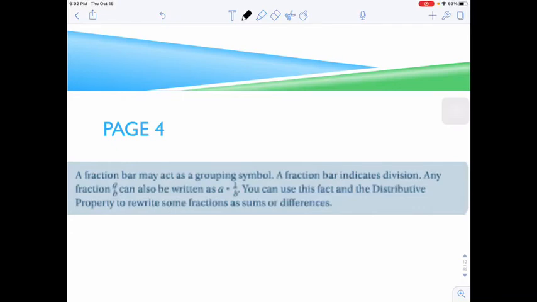Section 1.1, Example 2 on page 4: a fraction bar may act as a grouping symbol. A fraction bar indicates division. Any fraction a over b can also be written as a times 1 over b. You can use this fact and the distributive property to rewrite some fractions as sums or differences.